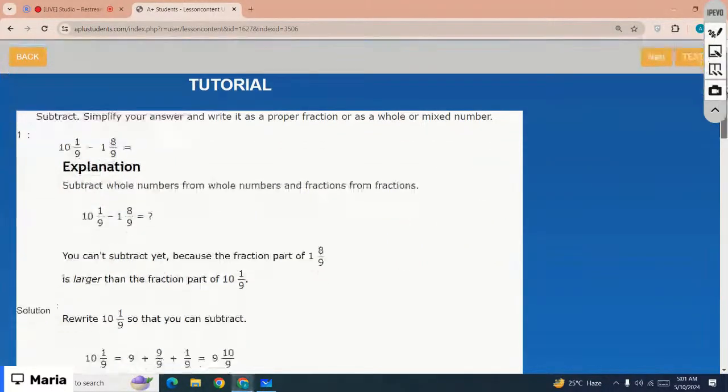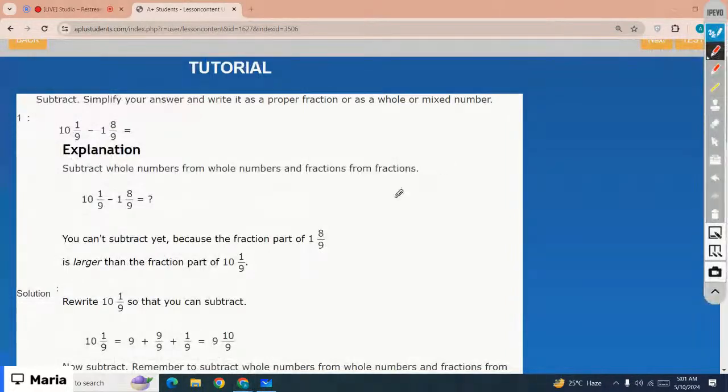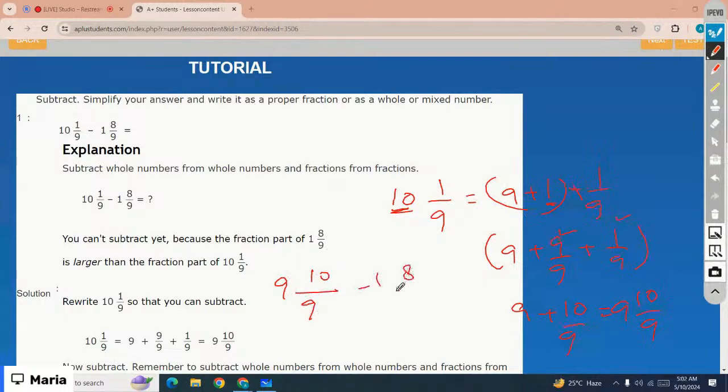So how do we write? We write 10, the whole number, as 9 plus 1, and 1 over 9, right? Then we write this 1 as 9 over 9. Now you add these fractions. 9 plus 1 is 10 over 9. So the number is now 9 whole 10 over 9. And you can subtract 9 whole 10 over 9 minus 1 whole 8 over 9.